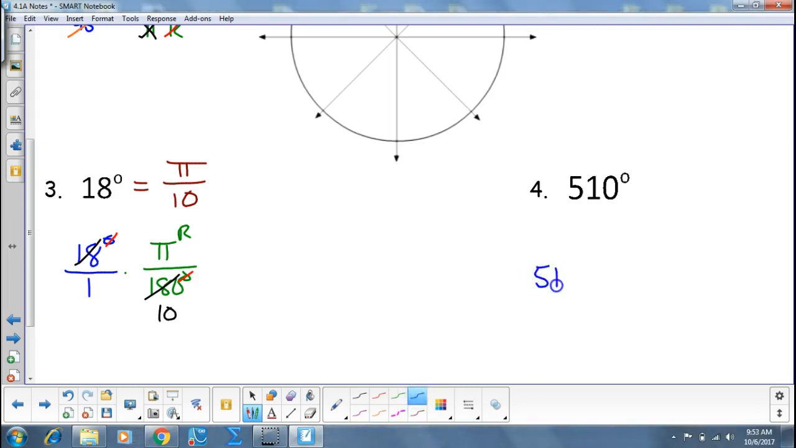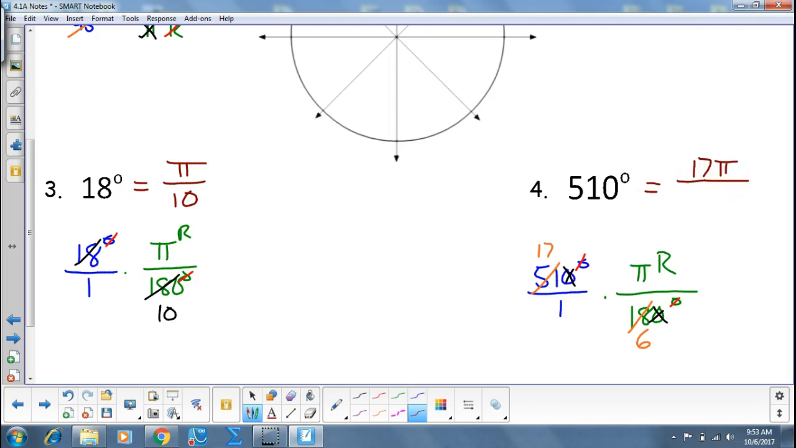510 degrees times pi radians over 180 degrees. The degrees cancel each other out. The zeros cancel each other out. 51 can be divided by 3 17 times. 18 can be divided by 3 6 times. So that ends up being, for me, 17 pi over 6 radians.